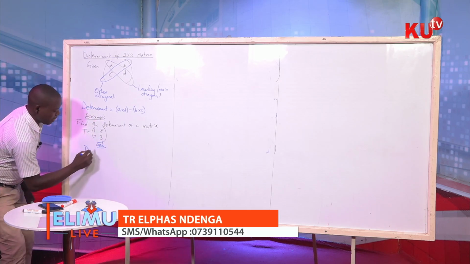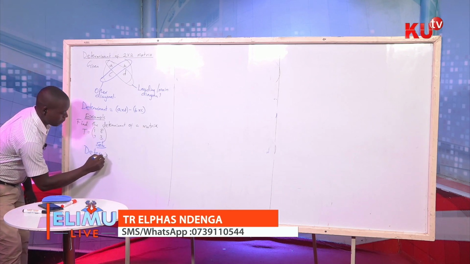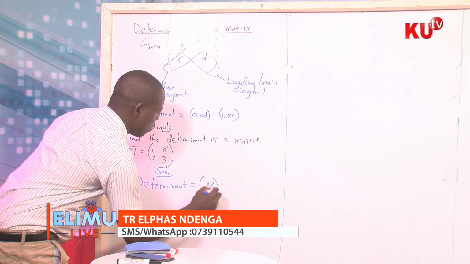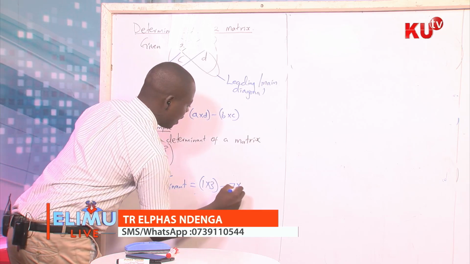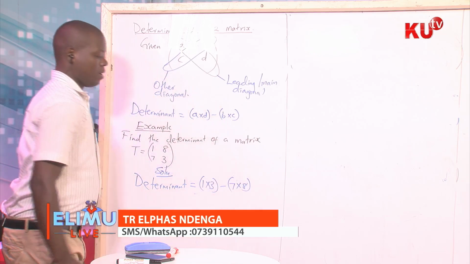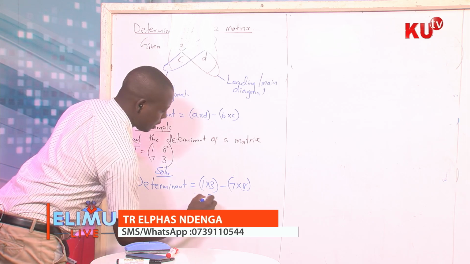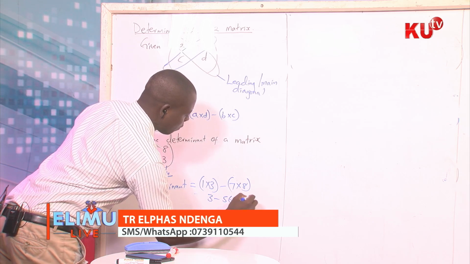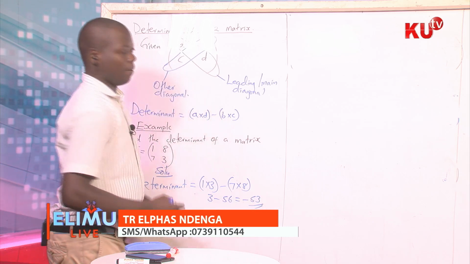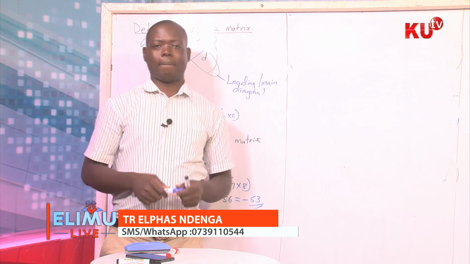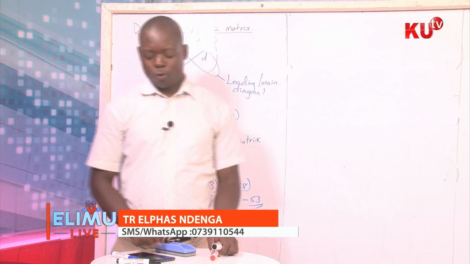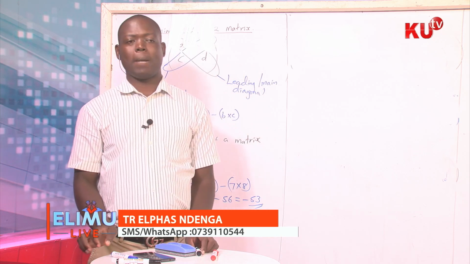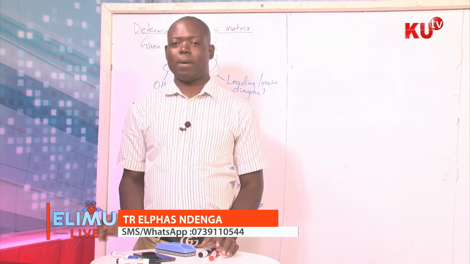Therefore, our determinant will be equal to 1 times 3, minus 7 times 8. This gives us 3 minus 56, which is negative 53. So that is what we have under the introduction of matrices and transformation.